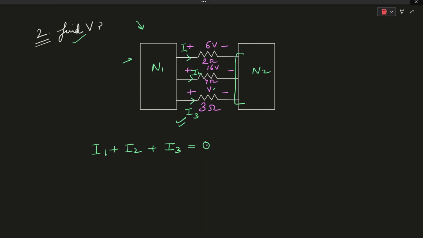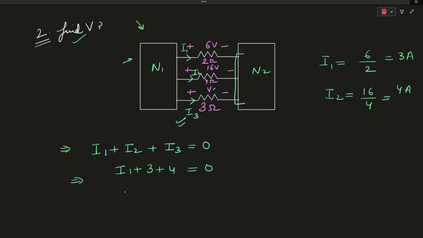The value of I1 will be equal to the voltage across the 2 ohm resistor, 6 divided by 2, which is equal to 3 amperes. Similarly, I2 will be equal to 16 divided by 4, which is equal to 4 amperes. So I1 plus 3 plus 4 is equal to 0. It means that the value of I1 will be equal to minus 7 amperes.